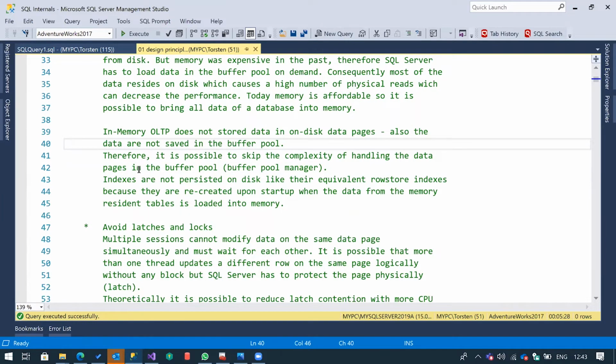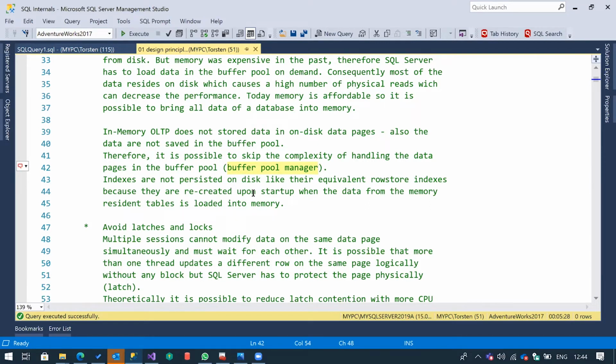So the problem about the buffer pool is that you have a buffer pool manager. Think about the traditional engine. That means there are specific processes running in the background, which are the checkpoint and the lazy writer. I would say these are the two processes running in the background in order to maintain the buffer pool. First of all, the checkpoint makes sure that the dirty pages will be flushed to disk. Yeah, there's write-ahead logging for the transaction log, but not for the buffer pool.